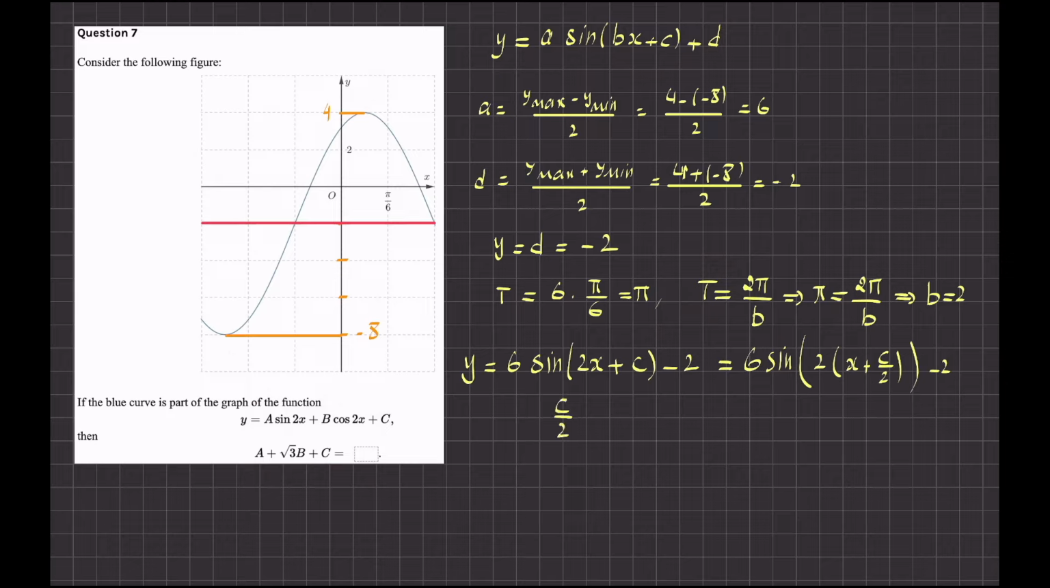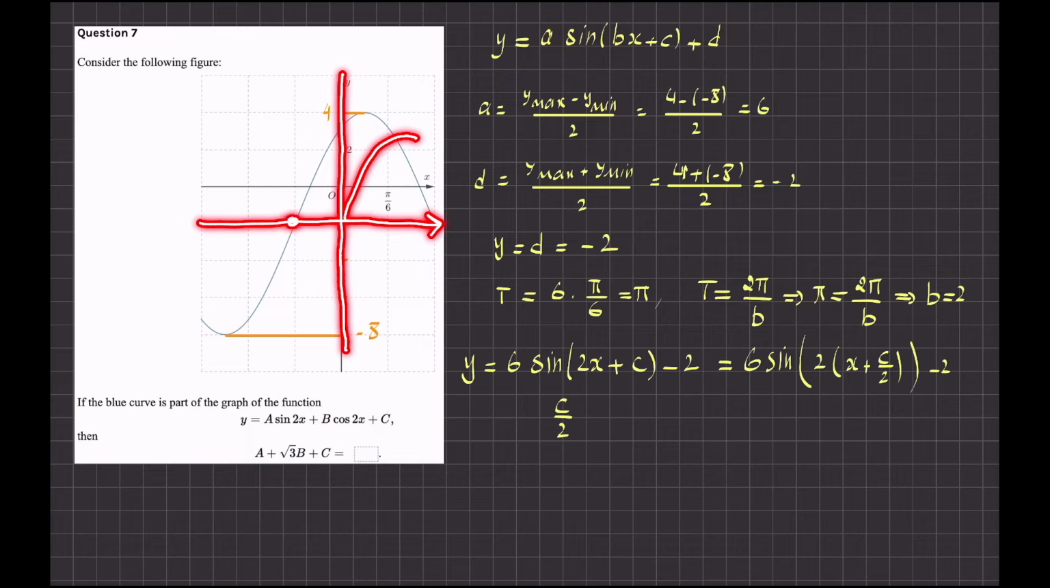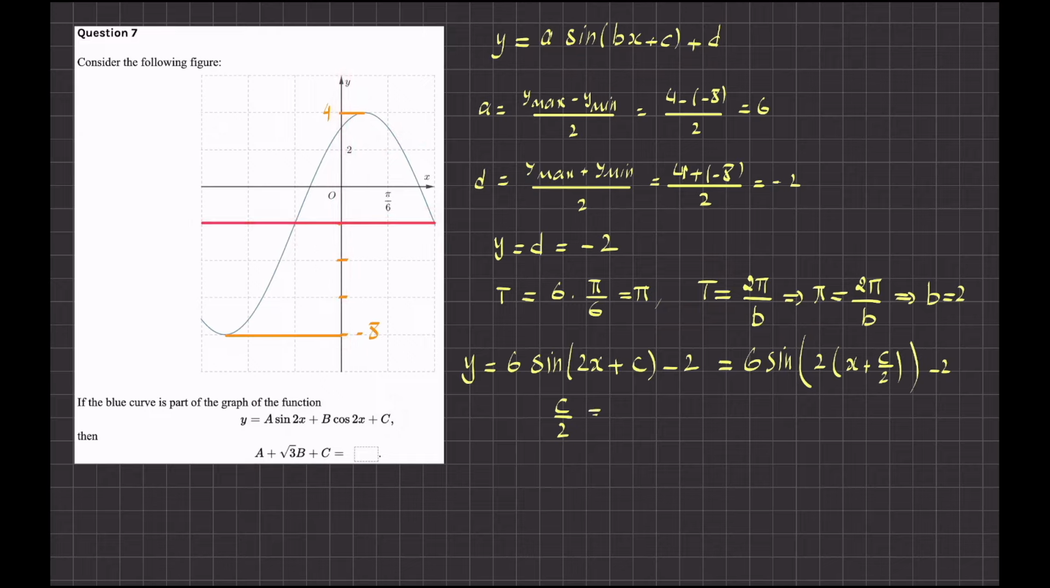But now compare it, because you have the guideline, you can pretend this is your x-axis, and of course this is your y-axis. The normal sine 2x function goes from the origin, but now this has started from a little bit behind. How much behind? 1 grid to the left. So it should be positive, and it would be pi over 6. So then it means that c is pi over 3. Yes?